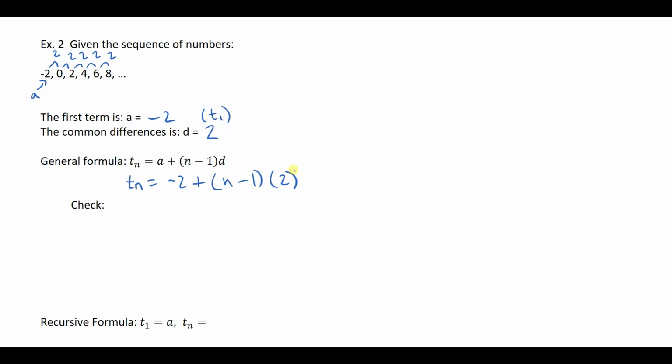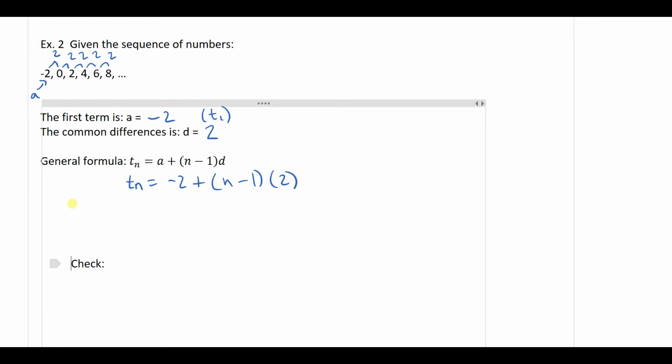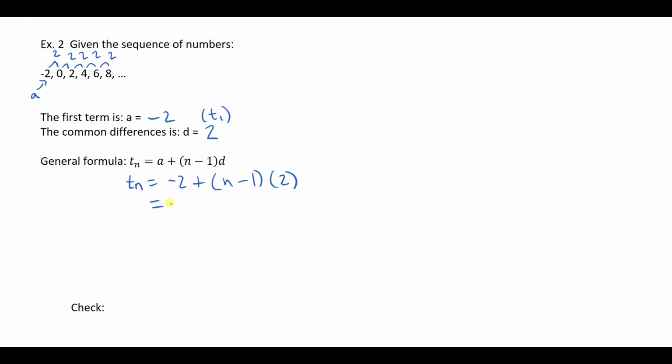It might be nice to simplify this as well. So let's make some space and simplify. So Tn is equal to minus 2 plus, I'm going to distribute the 2 in, 2n minus 2. So I have like terms of minus 2 and minus 2 and a 2n. So I'm going to write 2n minus 4. And that's a nice way to write my general term.